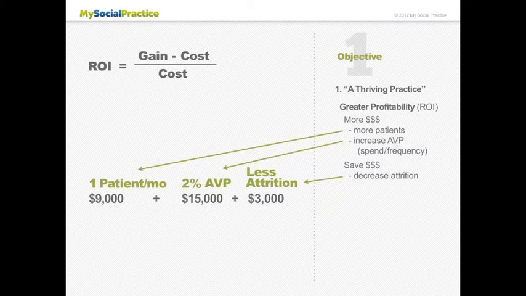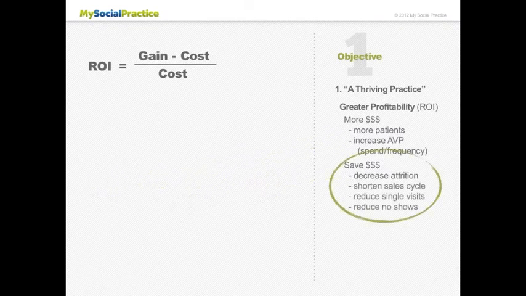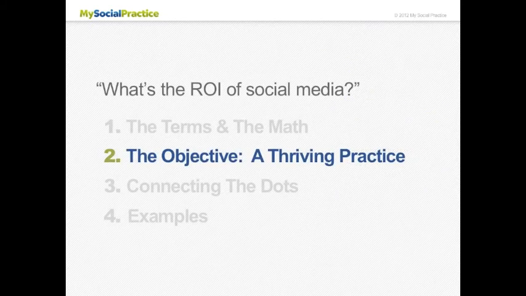We talk about how a portion of figuring the ROI in the dental practice of social media marketing includes saving money in addition to gaining money or increasing revenue, and the number of ways that social media helps you do that. So the first discussion is mainly about defining the terms and doing the math. The second discussion revolves around the objective. We believe that there are components that must be talked about in connection with the mathematics of the ROI formula, and we'll go through that explanation with you.